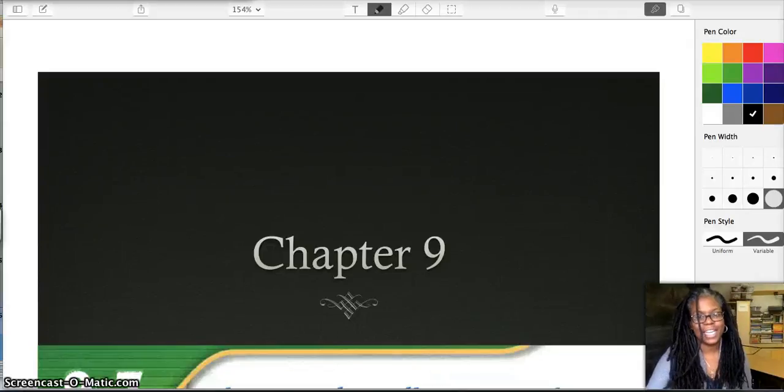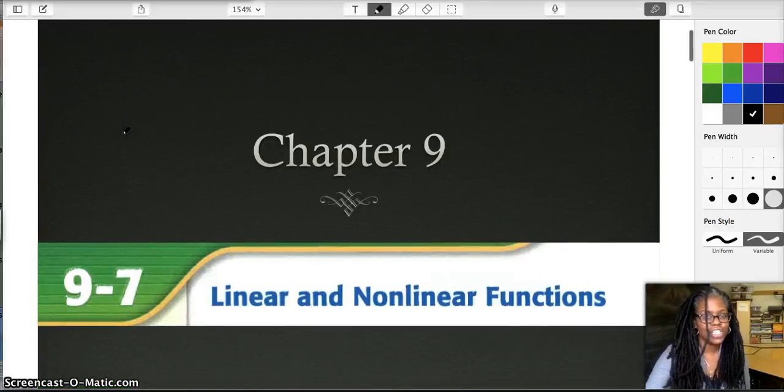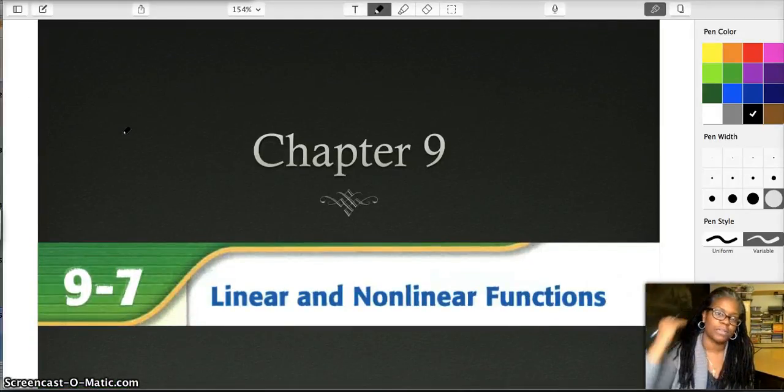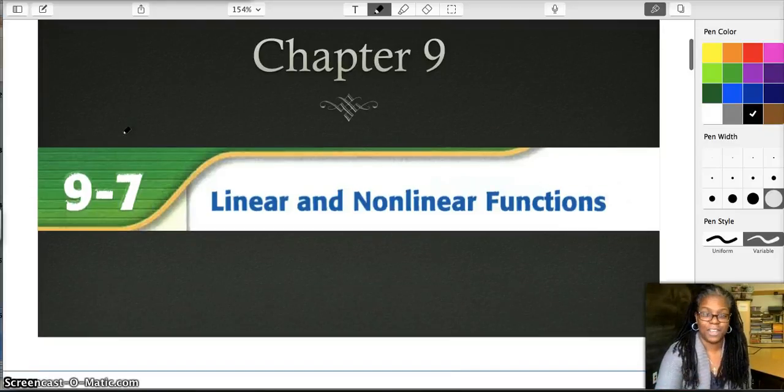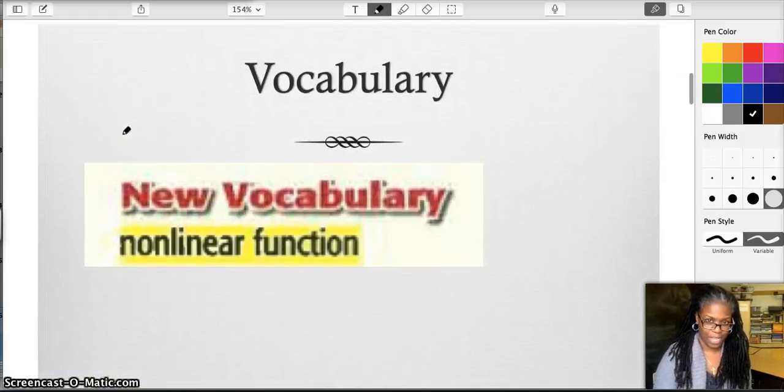Hey guys, we're still in chapter 9, and we're finishing up the chapter looking at certain types of functions, particularly linear and nonlinear. In this section, we're only going to talk about what's linear and what's nonlinear, but we're not going to talk about the specifics of nonlinear functions. We'll do that in sections coming up. So this is really just saying, hey, are you linear or are you not linear? That's all we're doing. So let's take a look at our first thing, which is our vocabulary word.